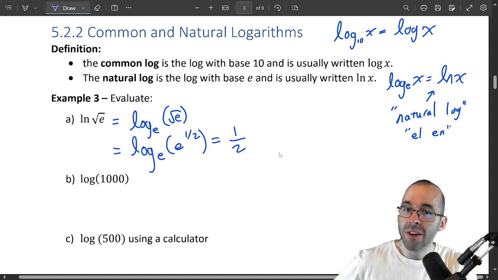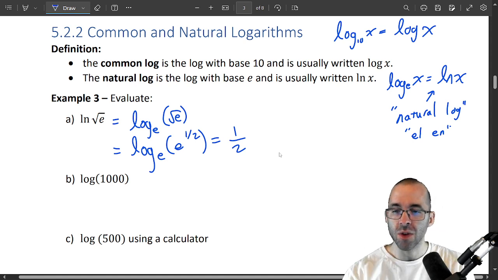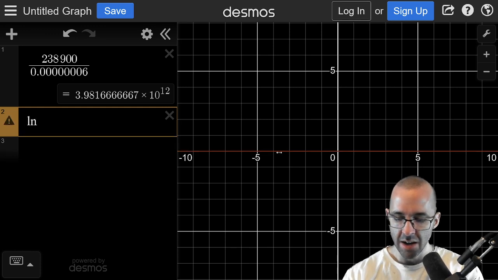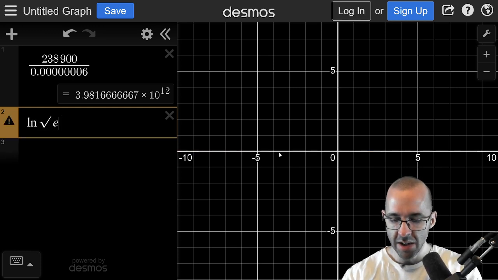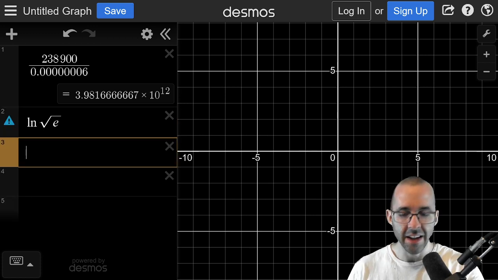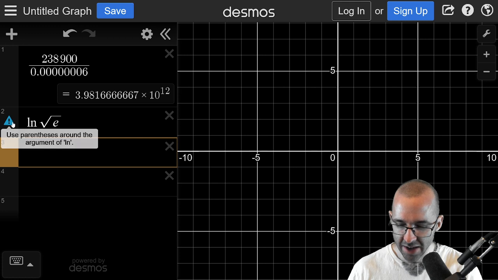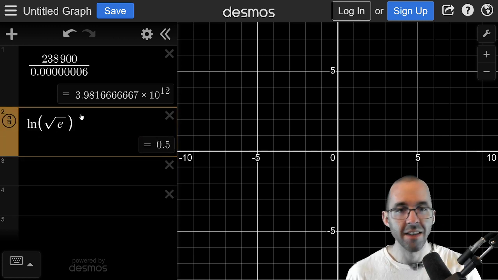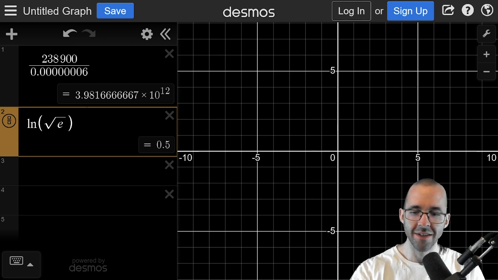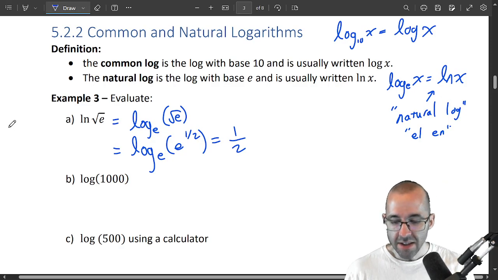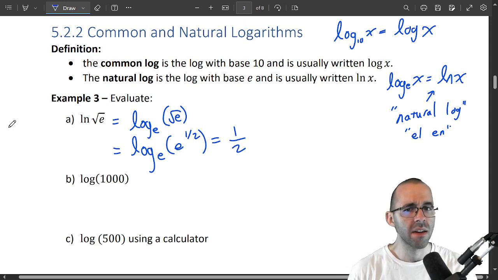And indeed, if you type into your calculator the natural log of the square root of e, this should be consistent with what we think. Natural log square root of e. It is not liking that decimal place. Oh gosh, what is it not liking? Oh, Desmos wants you to put parentheses here. There it is, 1/2. We did it. And that's kind of how we're going to do example 3.